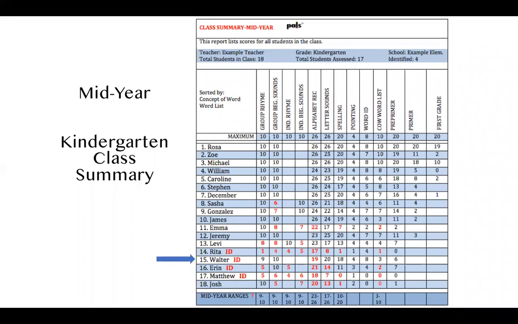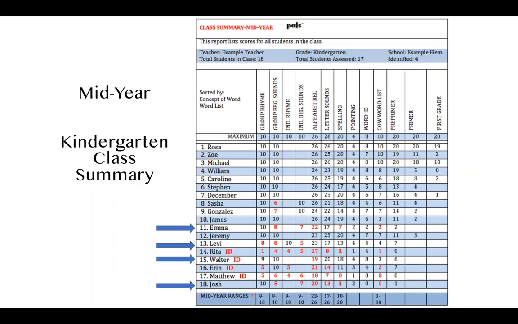And then you also want to look at the students who are not ID'd, but have several red scores, indicating that they're not within that task range. Those students would benefit from additional instruction, even though they're not ID'd. Students like Emma and Josh, potentially Levi, may all benefit from additional instruction. These are the students we want to keep on our radar for sure.